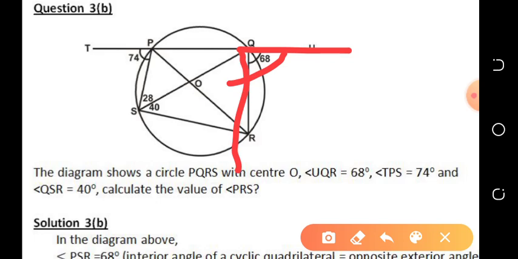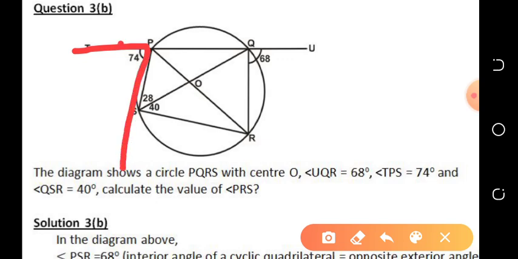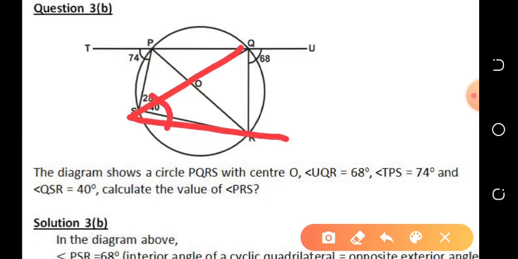Now also angle TPS, from T to P to S. This angle here is what? 74 degrees. And angle QSR is 40. How do we get that? From Q to S to R, this angle here is 40 degrees. Now we are asked to calculate the value of angle PRS.